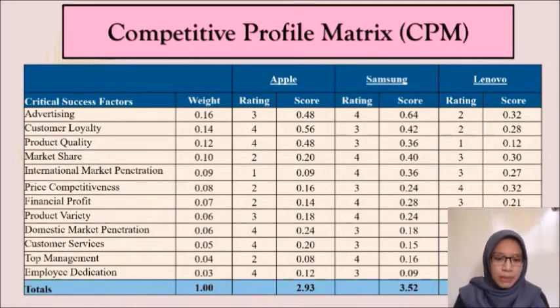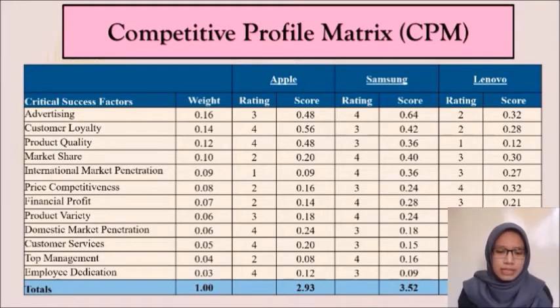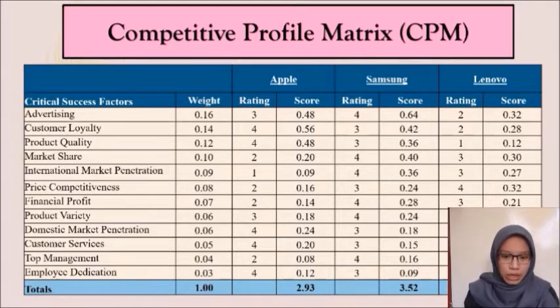Basically, this CPM is actually the same as the EFE, but the difference is that in the CPM, the critical success factors include both internal and external issues. So we are using the same steps as the EFE, in which step 1 is we have to list down all the key success factors of the industry. And for the Apple case, we are taking 12 key success factors of the industry.